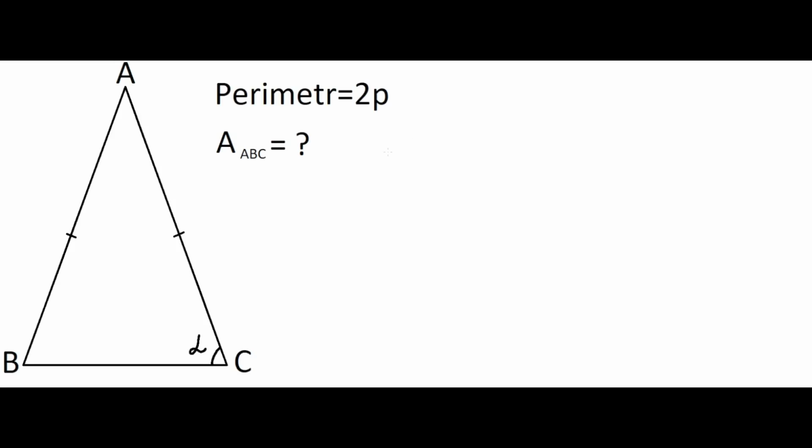Let's look at the tricky problem of the next session. We are given that the perimeter equals 2p and this angle equals alpha, and this is an isosceles triangle. We have to express this area with p and alpha.